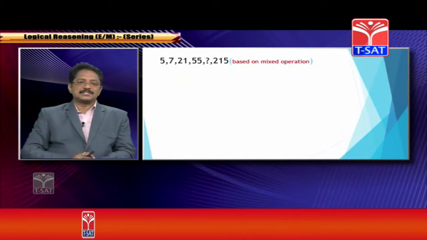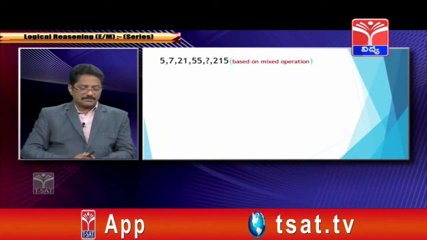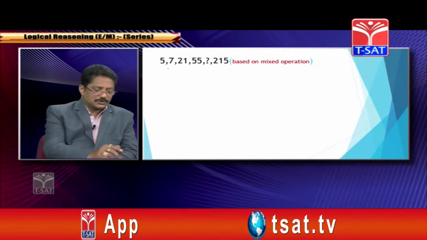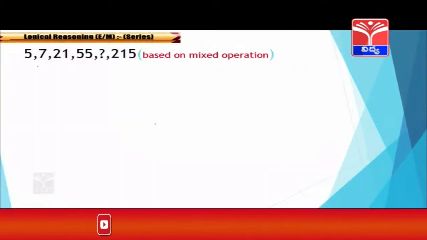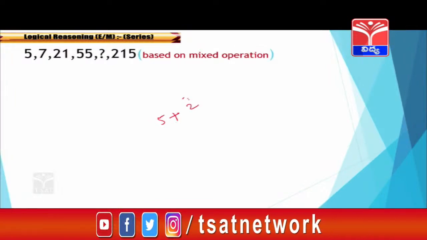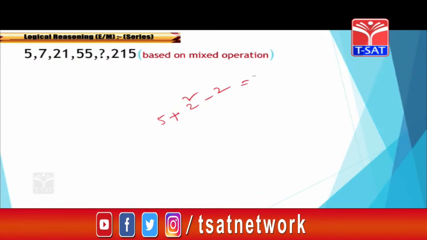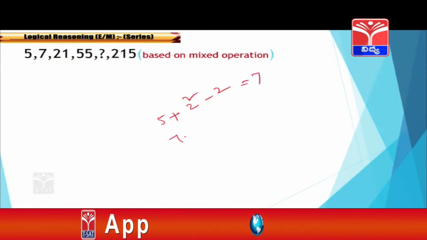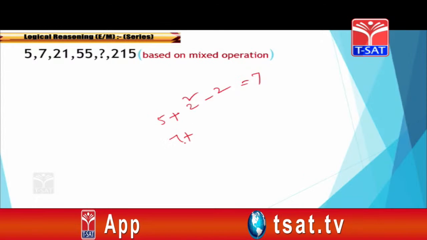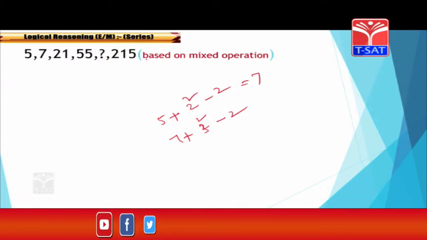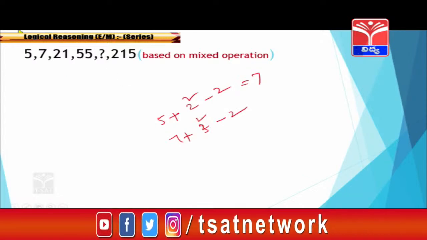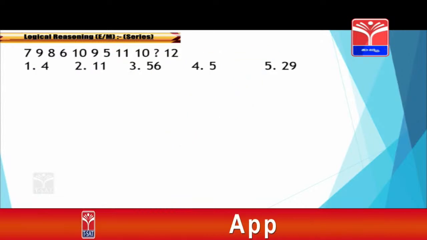Based on mixed operations. Based on mixed operations means here it is given 5, 7, 21 and 25. When you take it as a, it is 5. Next one, 5 plus 2 square minus 2 means 7. Correct? Now the next one, 3 square is 9 minus 2. Like you can add all those things here. Addition, subtraction will come to this series.